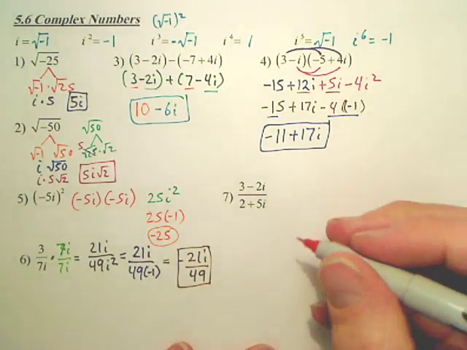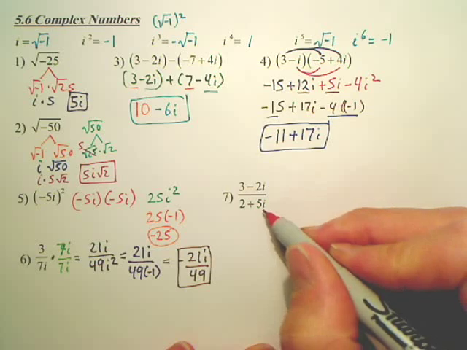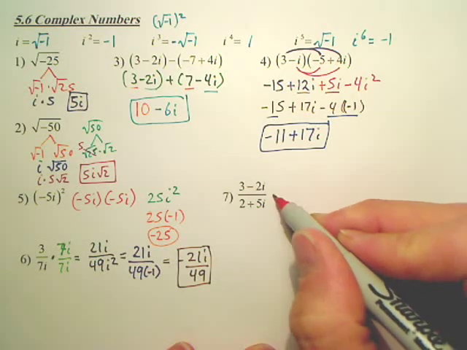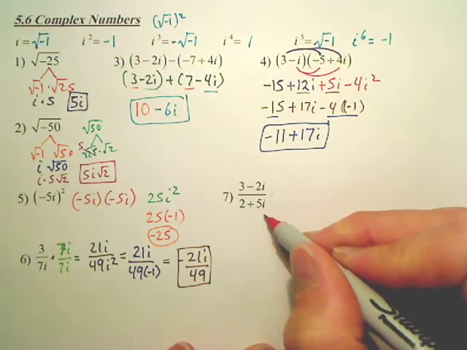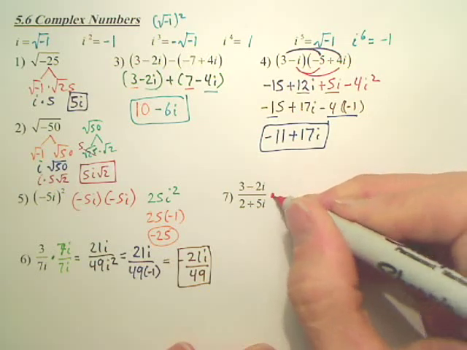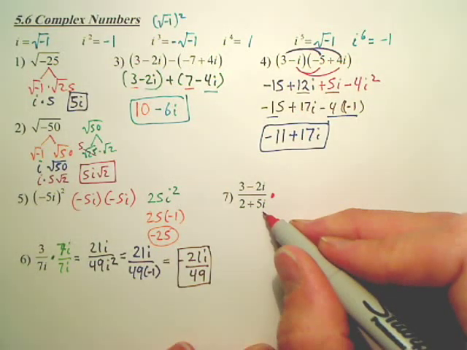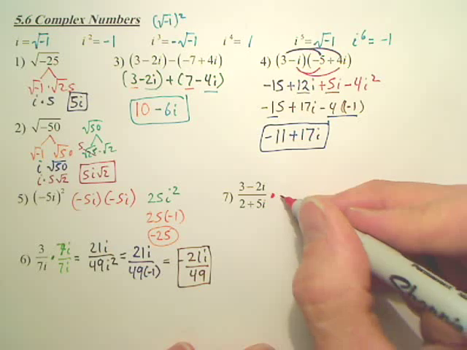Practice. Last one. Number 7. If I want to get rid of that i, could I just multiply the bottom and top by 5i? If you multiply the top and bottom by 5i, the i won't disappear. Here's what you actually do.